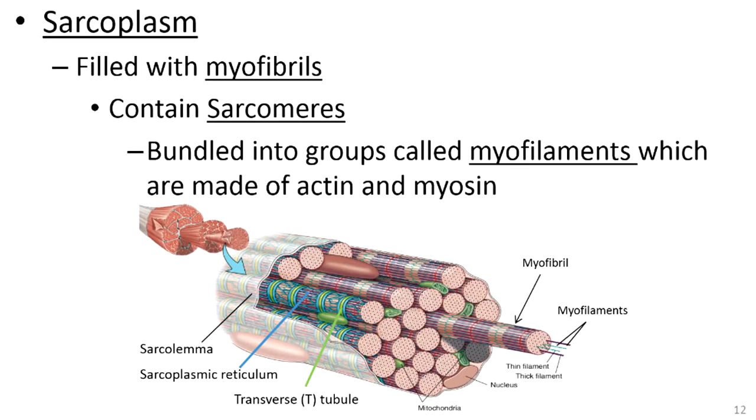Okay, so the sarcomeres are made up of groups of myofilaments. Myo, as you remember, means muscle, and filament means some sort of small thread-like thing. And these are actually made of two proteins. One's called actin and one is called myosin.